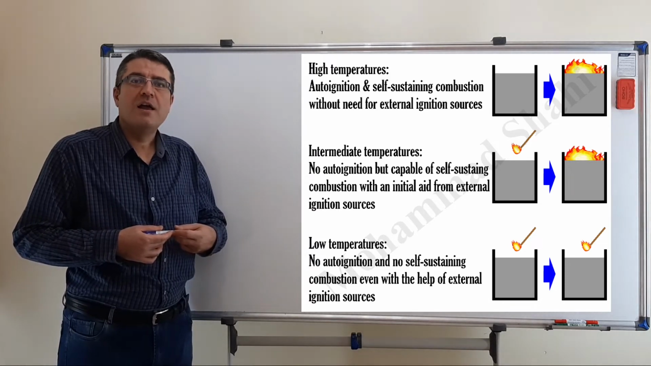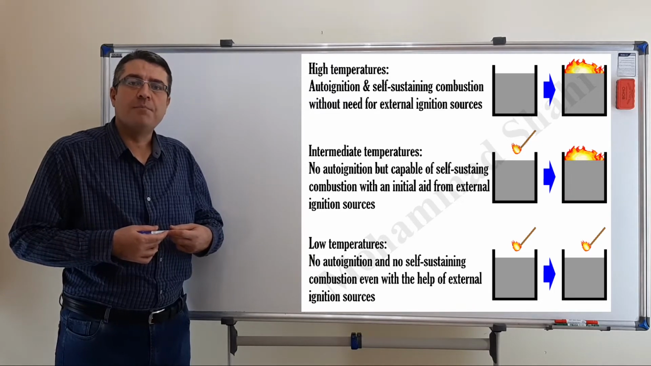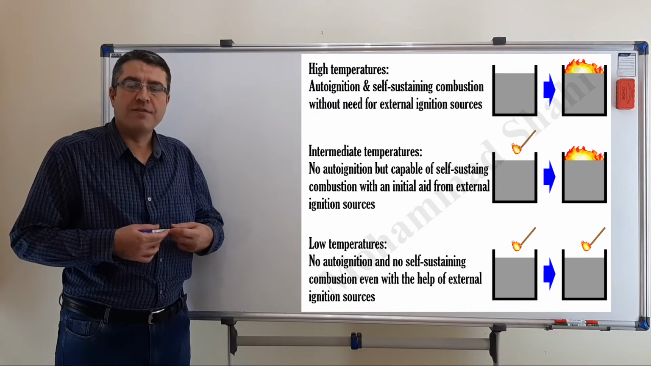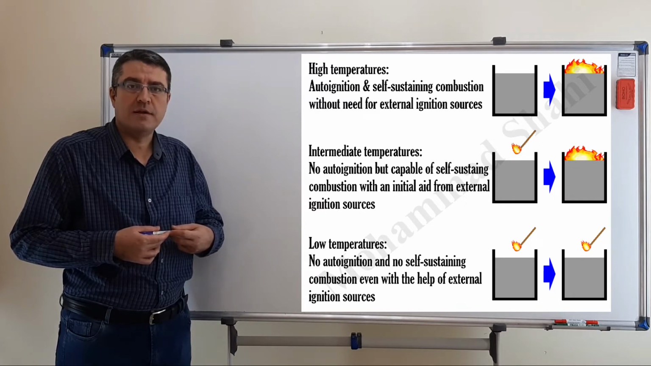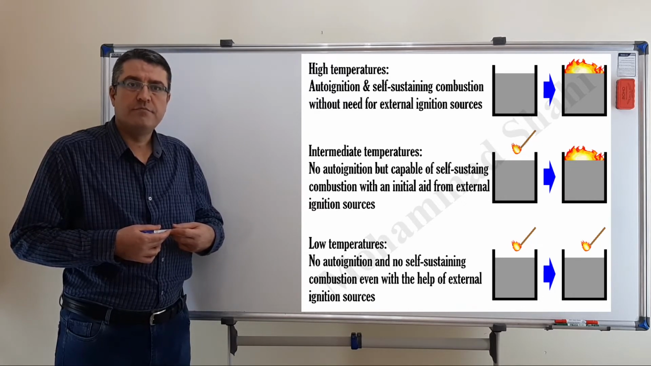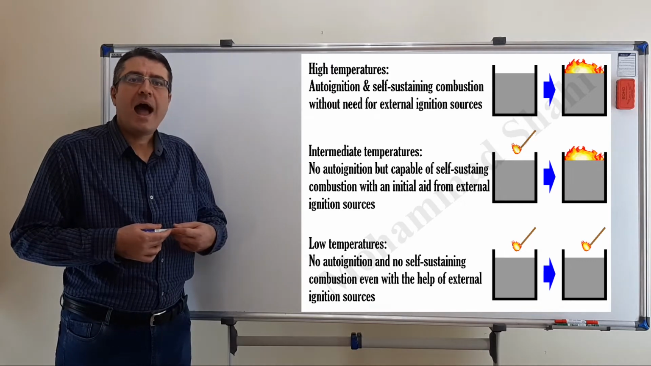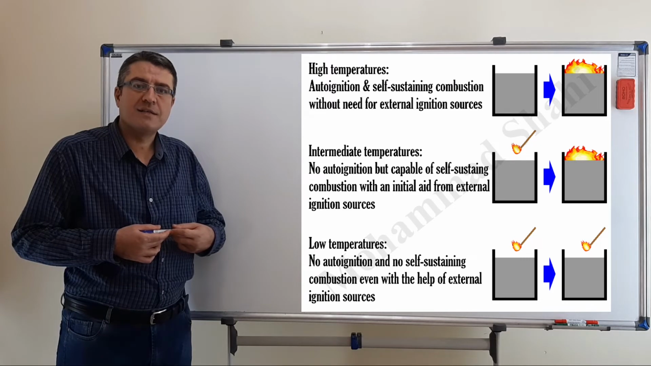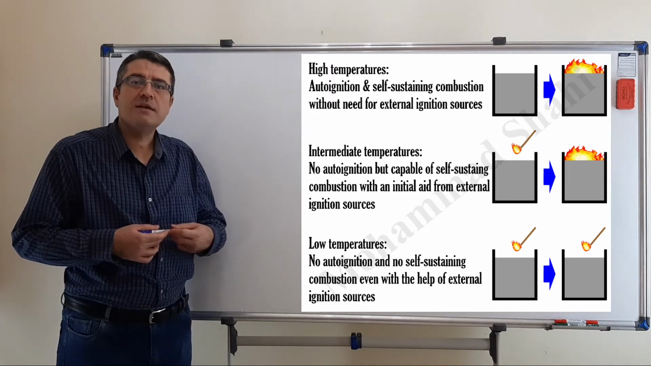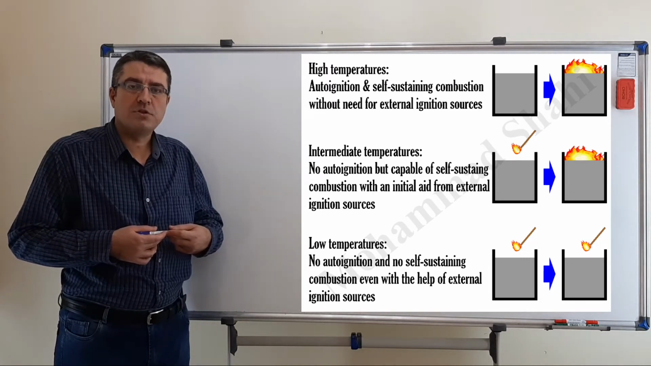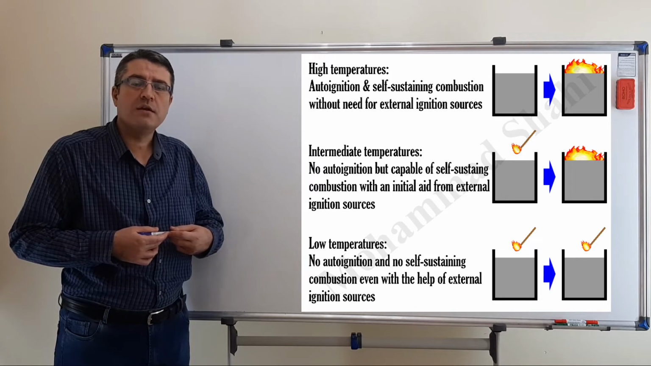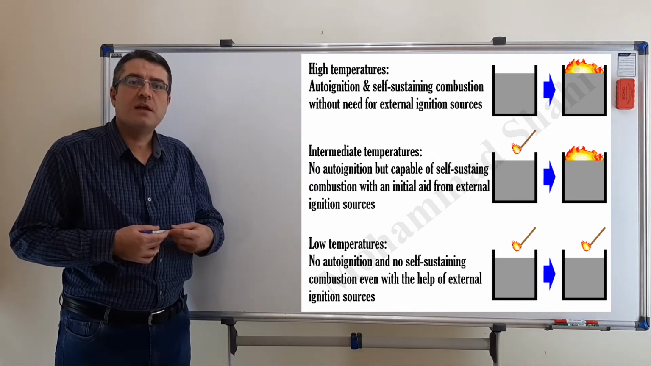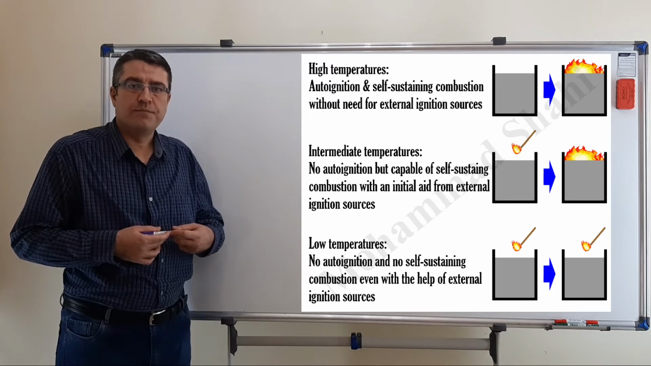For example, generally, autoignition temperature decreases by increase of pressure, and therefore it is altitude dependent. As another example, addition of inert gases such as carbon dioxide or nitrogen gases generally increases autoignition temperature by diluting or altering thermal conductivity, specific heat, or diffusivity.